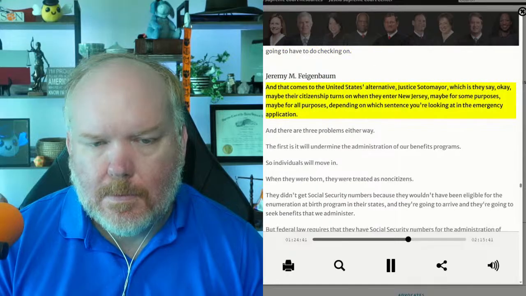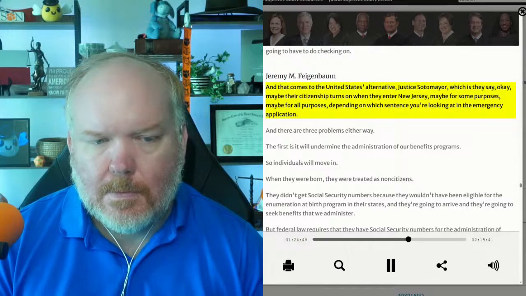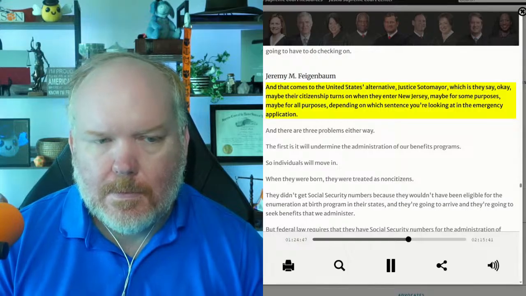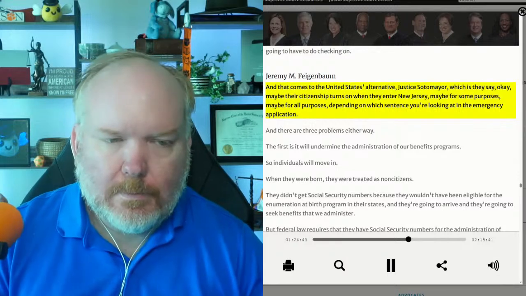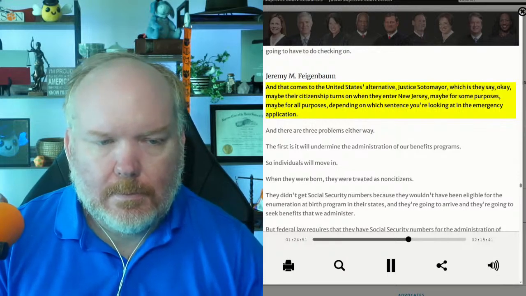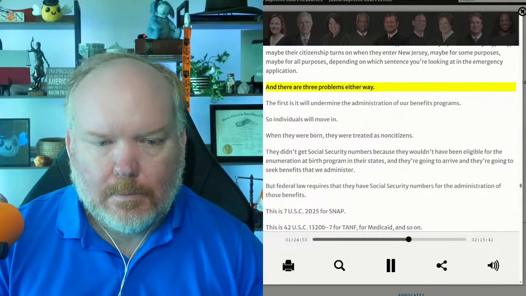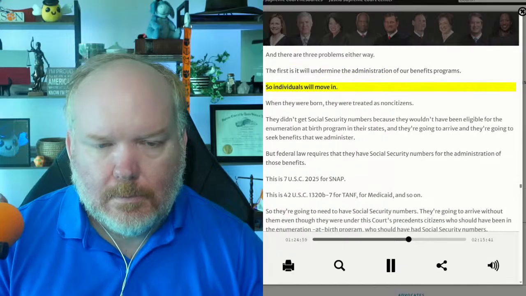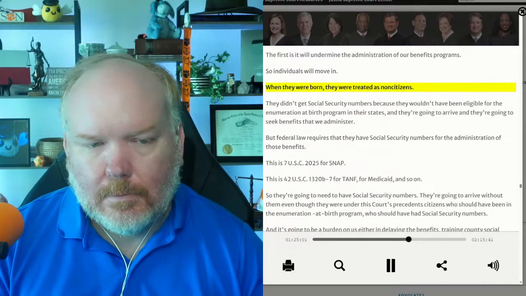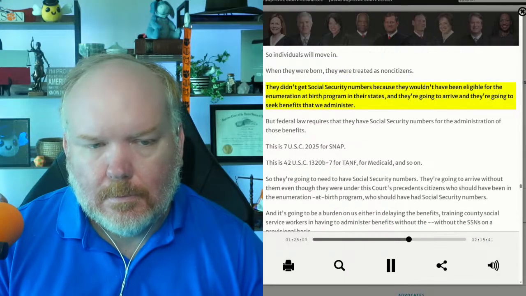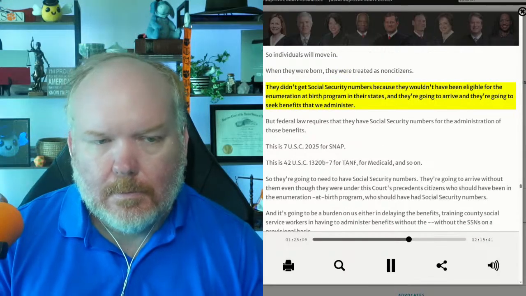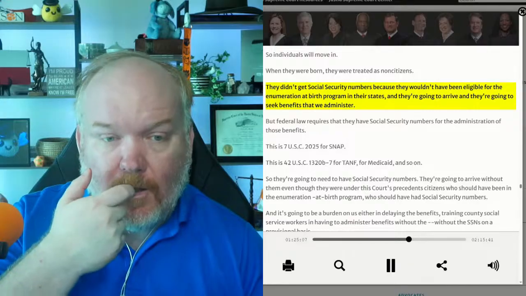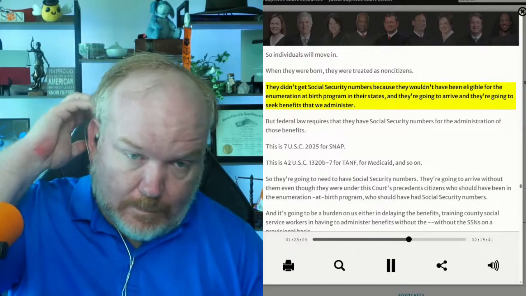And that comes to the United States' alternative, Justice Sotomayor, which is they say, okay, maybe their citizenship turns on when they enter New Jersey, maybe for some purposes, maybe for all purposes, depending on which sentence you're looking at in the emergency application. And there are three problems either way. The first is it will undermine the administration of our benefits program. So individuals will move in. When they were born, they were treated as non-citizens. They didn't get Social Security numbers because they wouldn't have been eligible for the enumeration at birth program in their states.